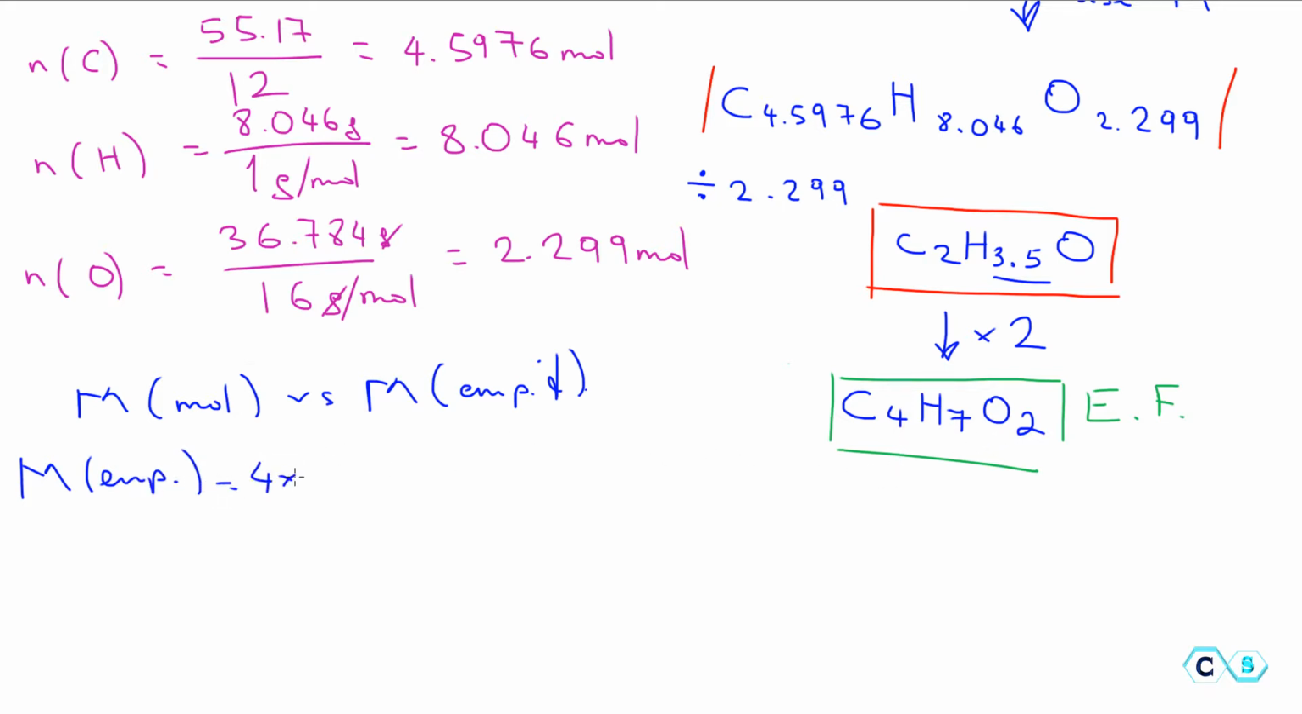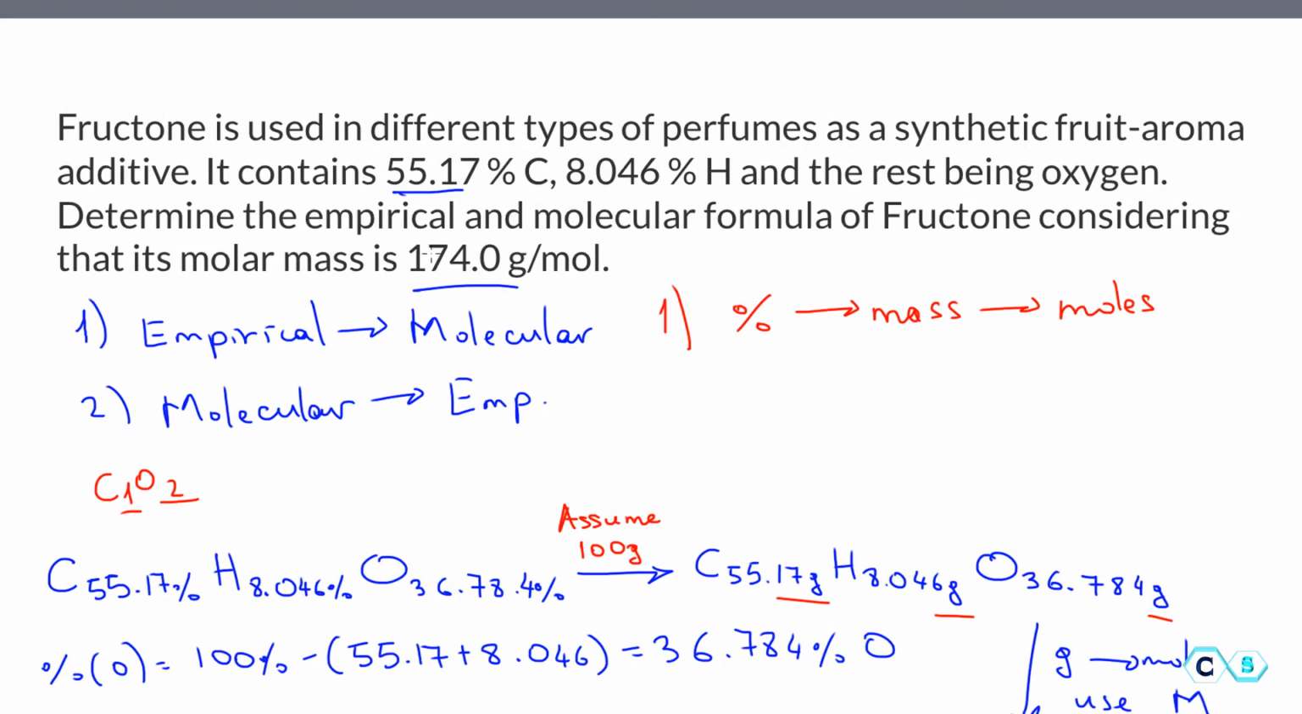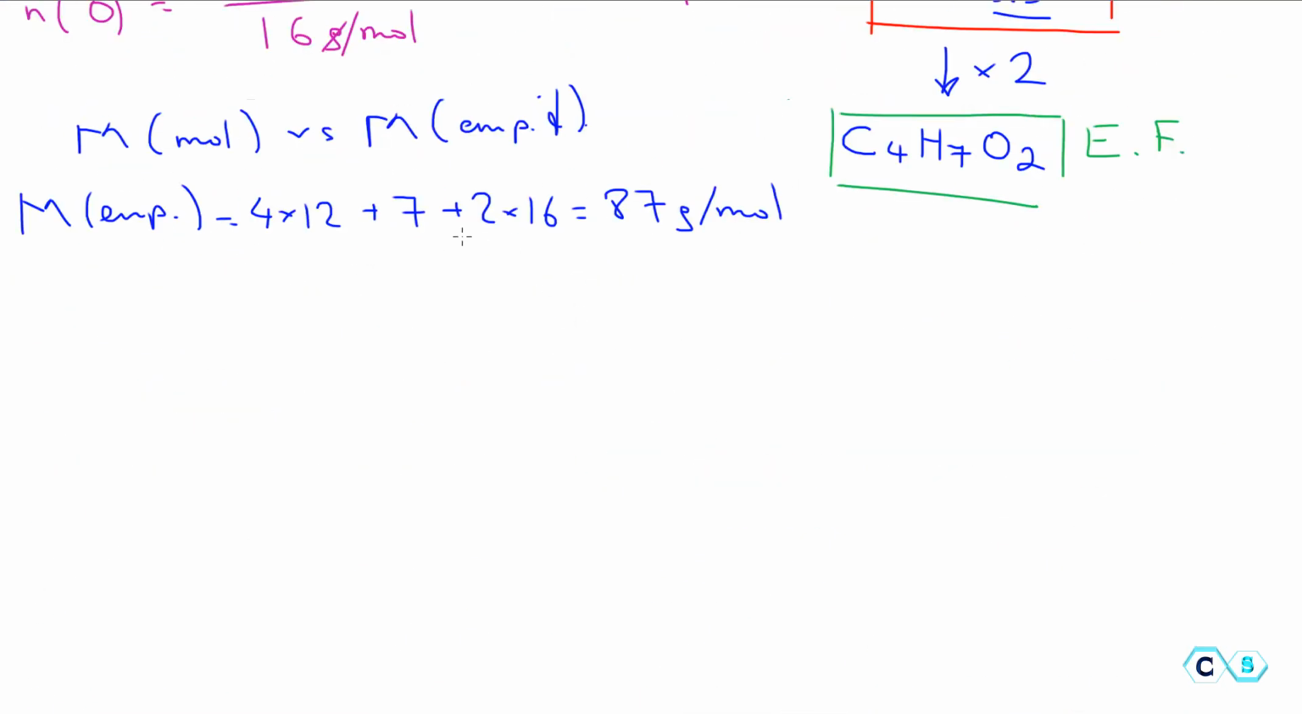So 4 carbons, 12 grams per mole, plus 7 hydrogens, and we have 2 oxygens. So if I add them together, this is going to give us 87 grams per mole. And from the problem, if we go up, it's given here that the molar mass of the compound is 174 grams per mole.